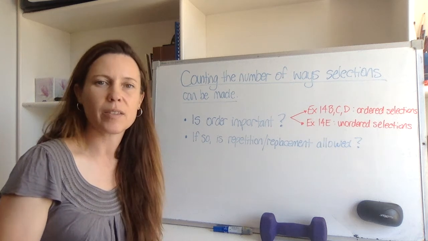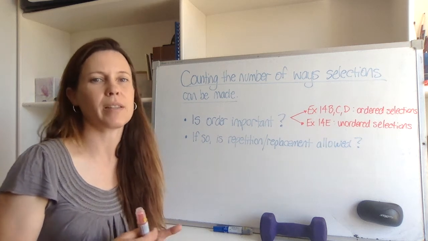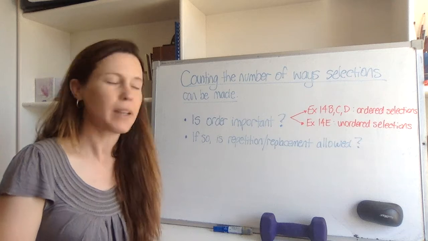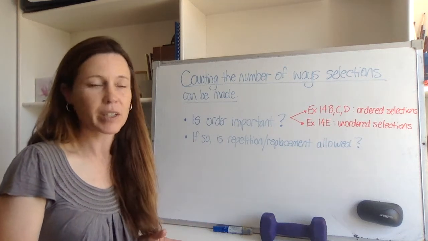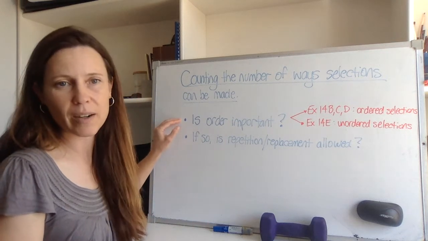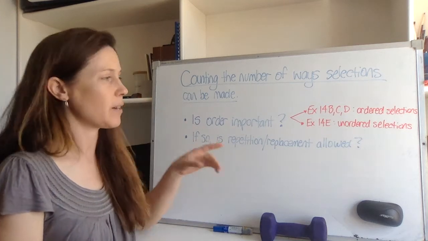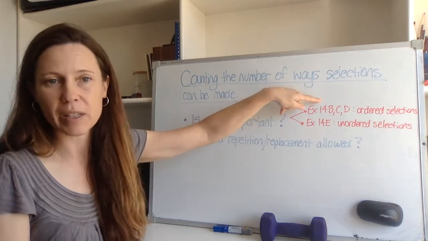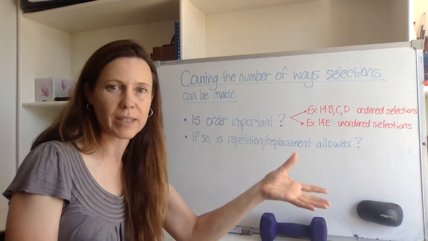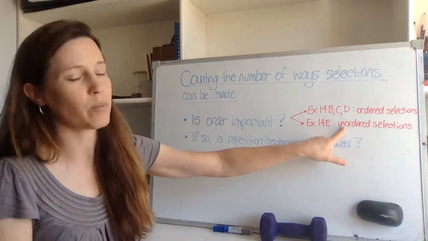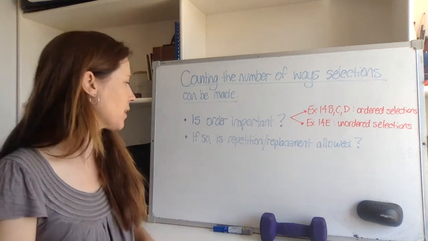In today's exercise, we are counting the number of ways that selections can be made. Now, the two things that you need to think about every time are, do we care about the order that we choose the items or not? Now, in the next three exercises, we're going to be considering selections where order does matter. And after that, we'll consider unordered selections.